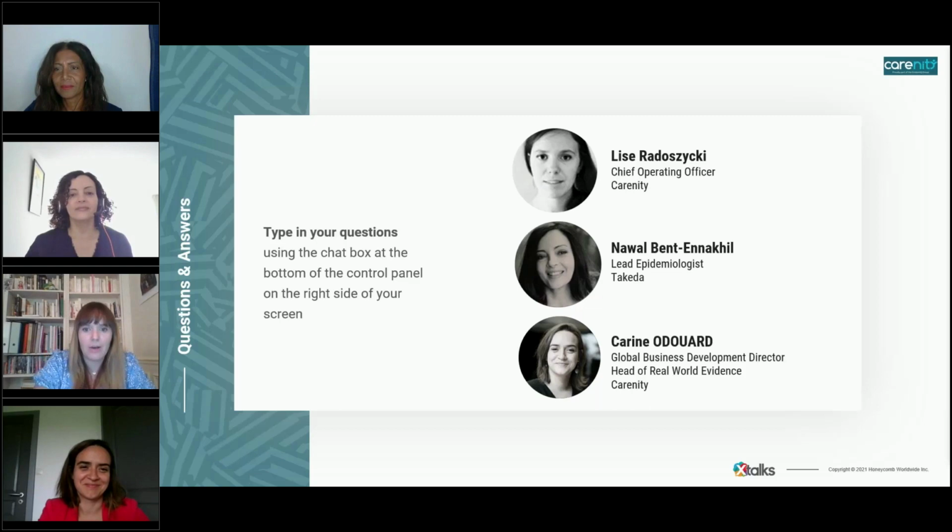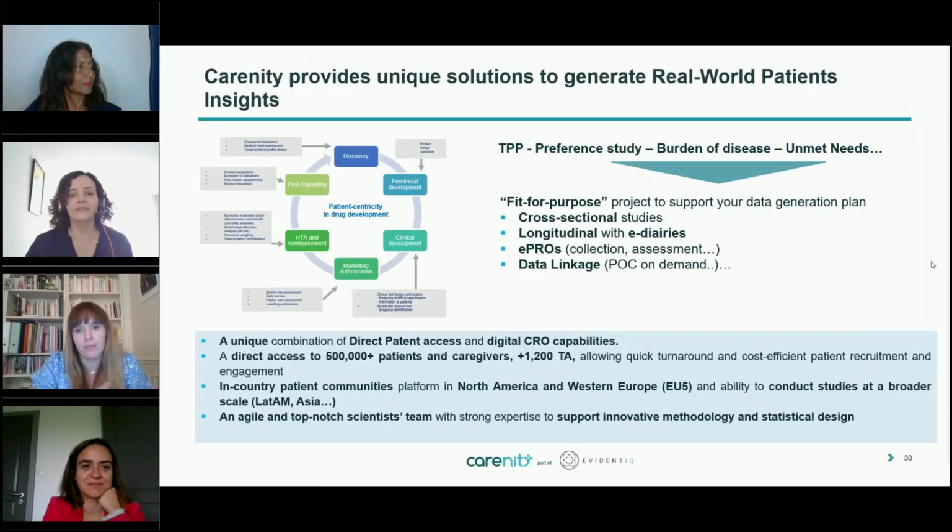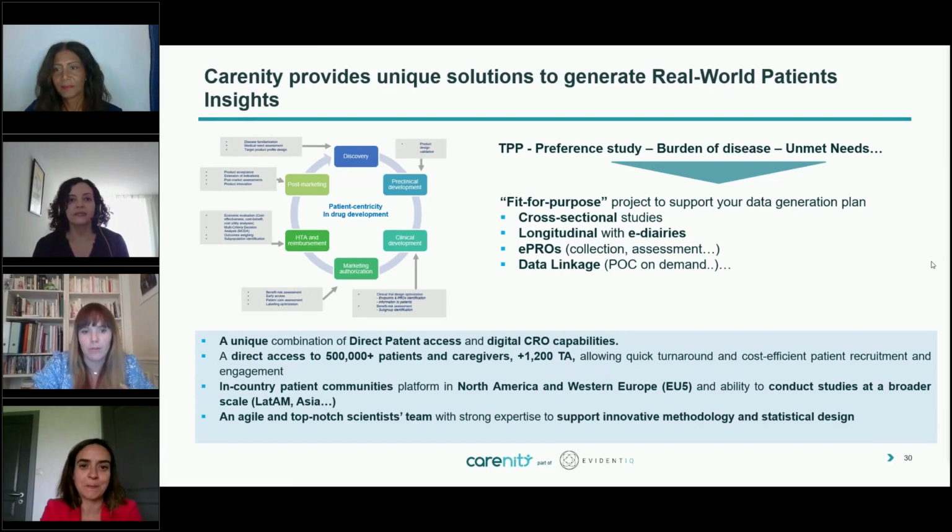So yes, we have a network of partners to allow hybrid studies, combining data from Carenity with external EMR data sources. These projects based on data linkage could be interesting, especially in rare diseases, to capture the patient journey during the delayed diagnosis, or more broadly to fine-tune understanding of treatment adherence, for example.